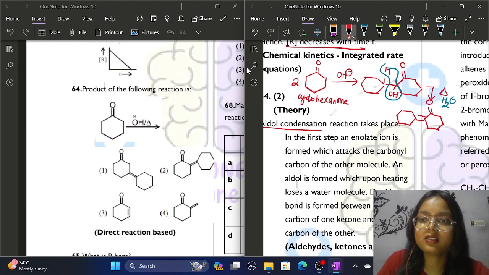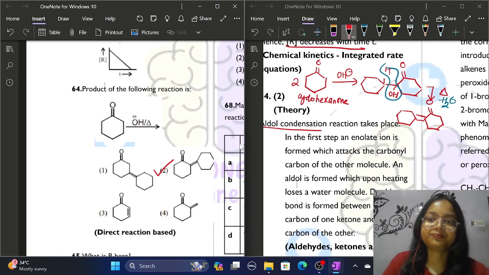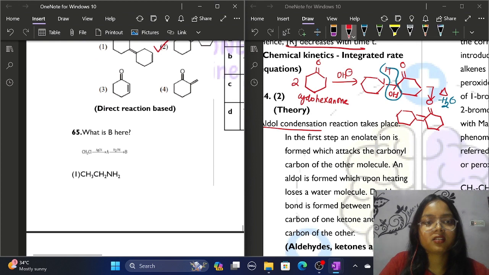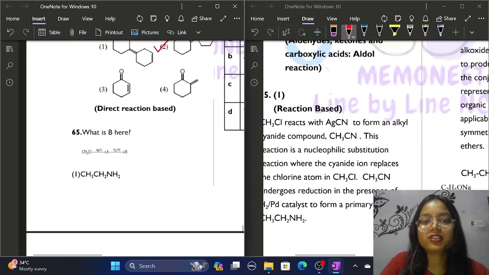We are left with this compound. Among this answer, what is among the options? Option 2 is the correct one. Okay, so the next question.